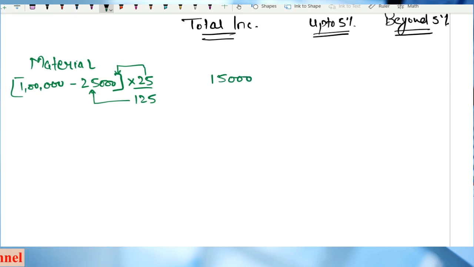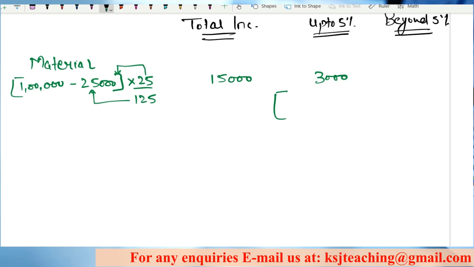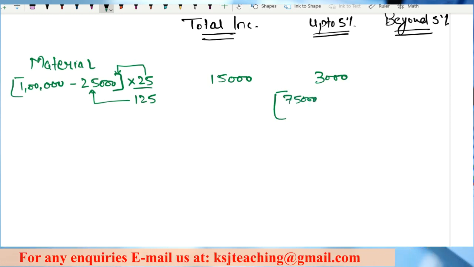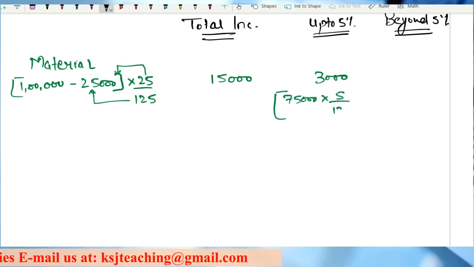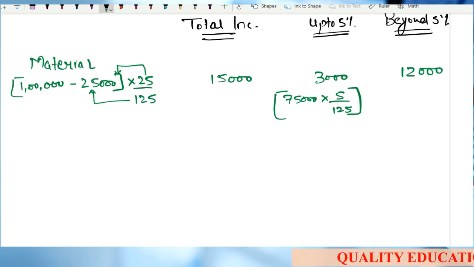Now, if you have calculated the 25% increase, can you calculate what is the increase up to 5%? That is 3,000. Sir, how is it calculated? 75,000 multiplied by 5 by 125. What is the remaining part? 12,000 beyond 5% is 12,000. If 3,000 is the increase till 5%, beyond 5% it is 12,000.